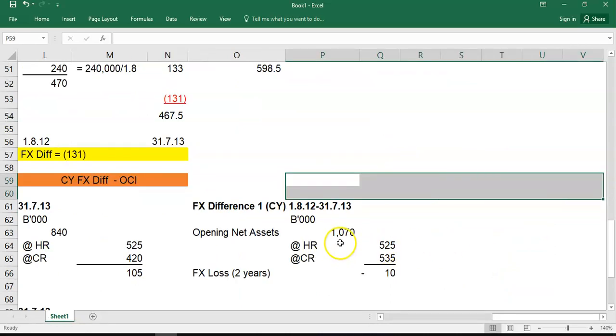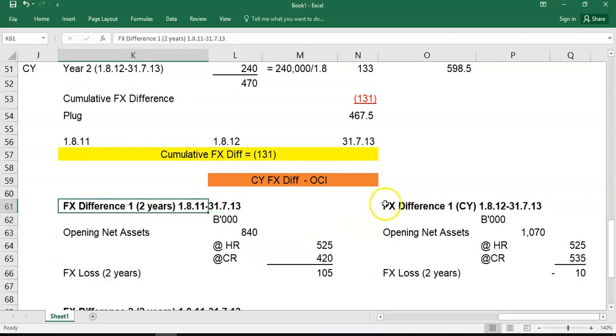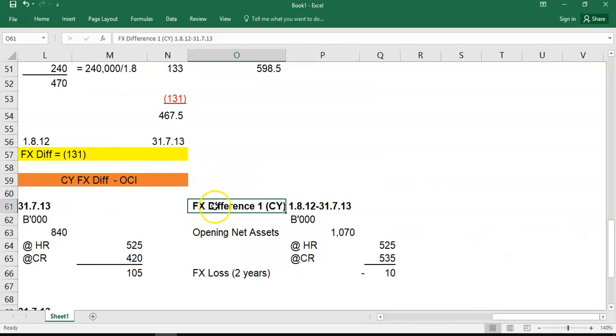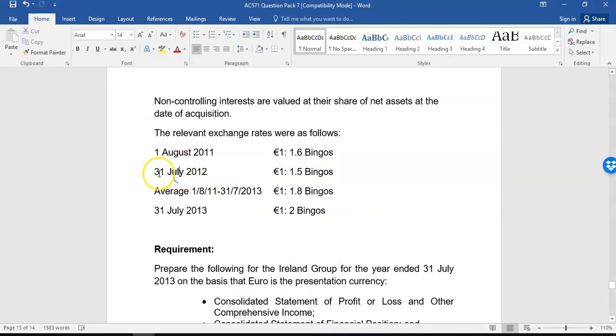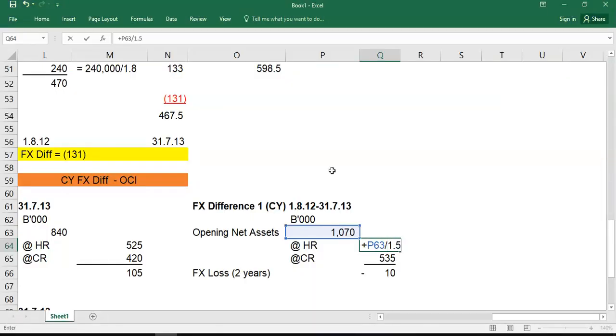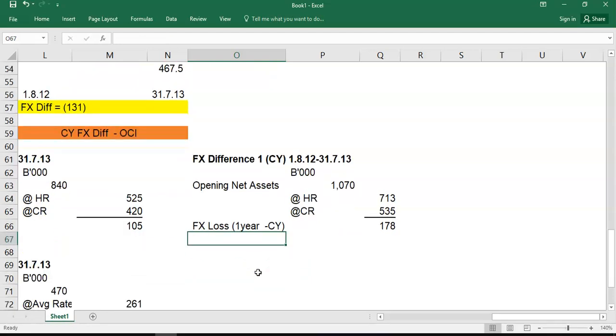Now, you have to be careful here. This is where students get caught. The historical rate now is not the 1st of August 2011. It's the 1st of August 2012, because you're only looking at a 1 year difference. So the historical rate here is the opening rate 1 year previous. So that will be 1070 divided by, that's why you're given 31st July 2012, which is the 1st of August, i.e. the rate at the start of the year, divided by 1.5, which is 713. And the closing rate is still divided by 2, is 535. So your FX loss there for 1 year, which is the current year, is 178.